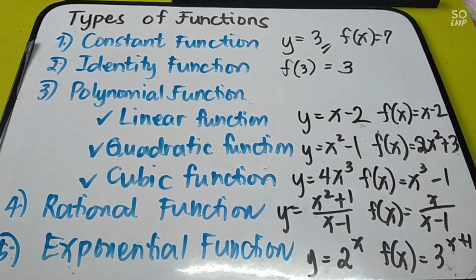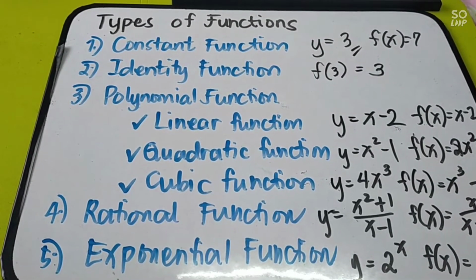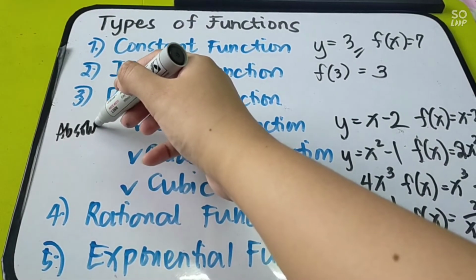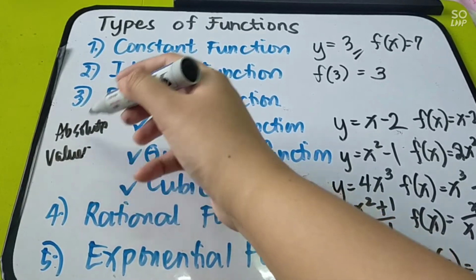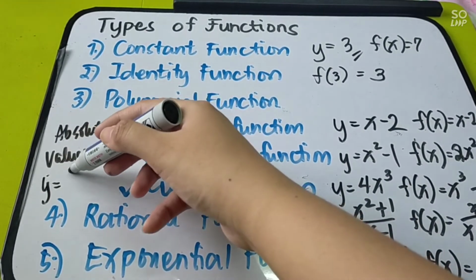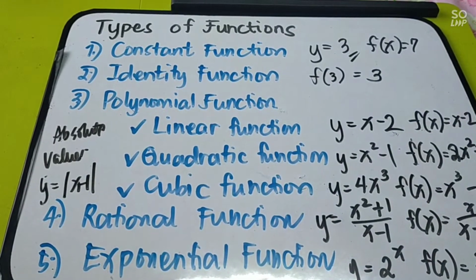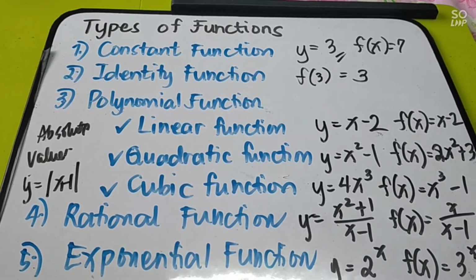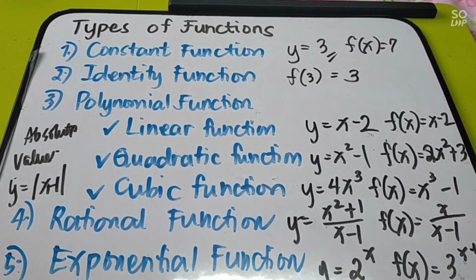Meron pa palang isa. We have what you called absolute value of a function. Si absolute value of a function, ito naman yung may absolute number. So, for example, y is equals to absolute value of x minus 1. So, that is also a function. So, those are the different types of functions na pwede nating i-evaluate.